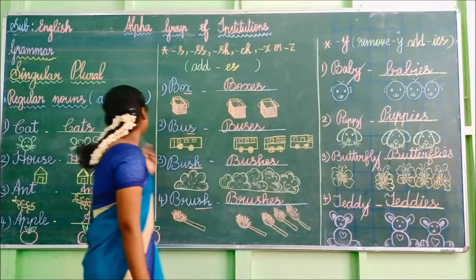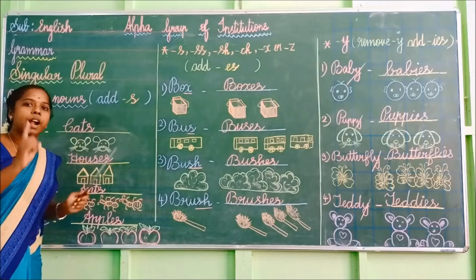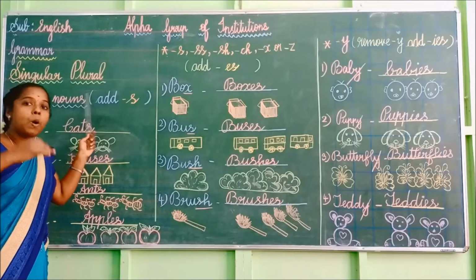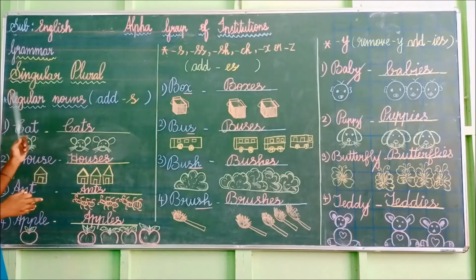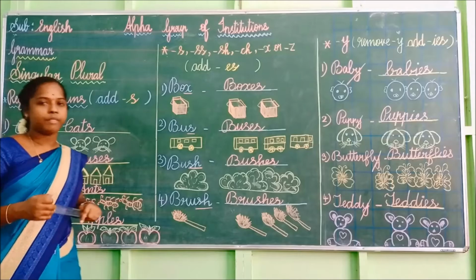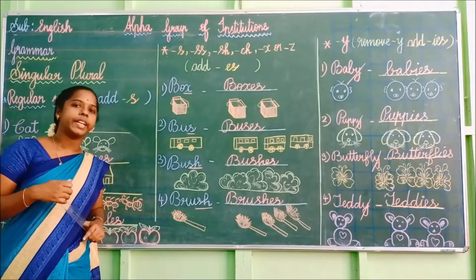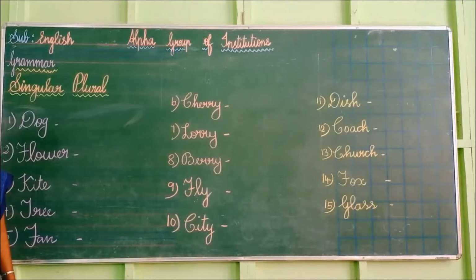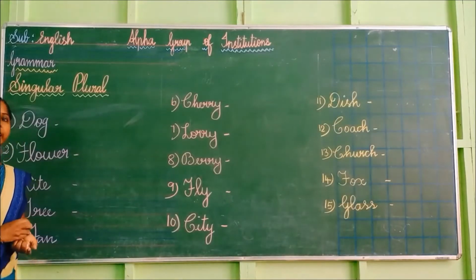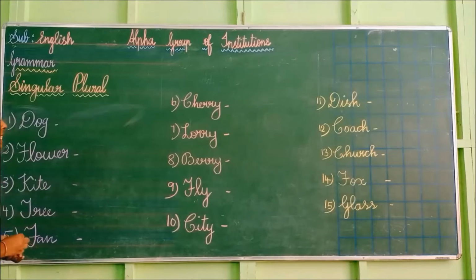Very good. So singular means only one thing. Plural means more than one. It will be 2, 3, 4 and so on. So singular, plural. This is the formula for singular, plural. Have you all understood? Very good. Children, for your better understanding, let us see some more examples.